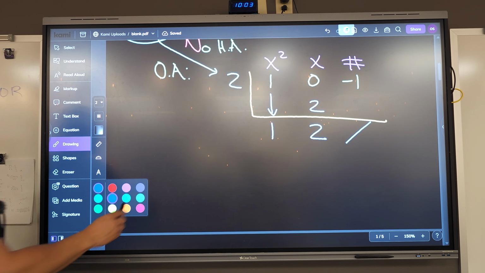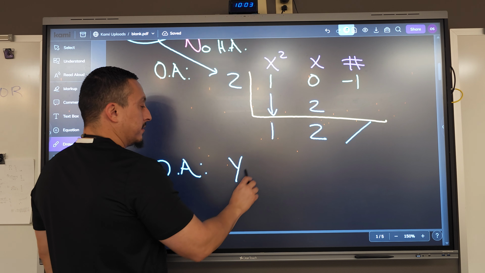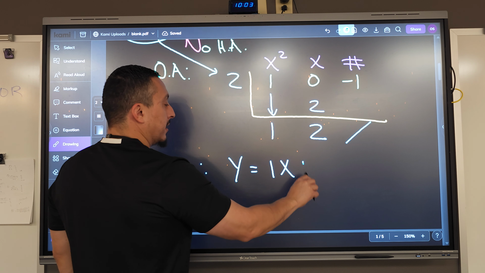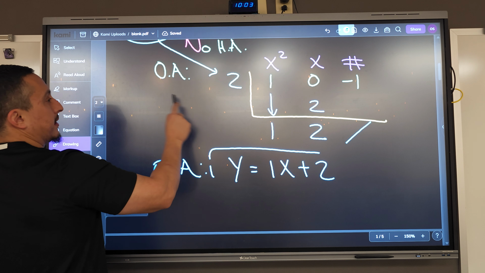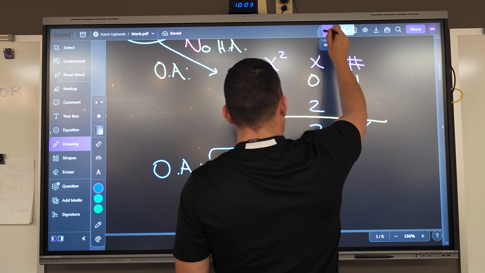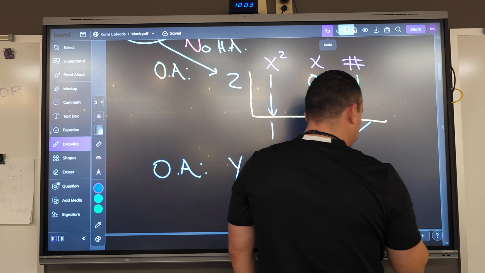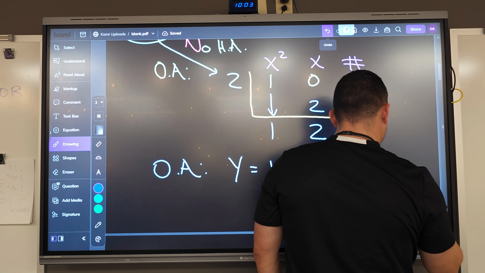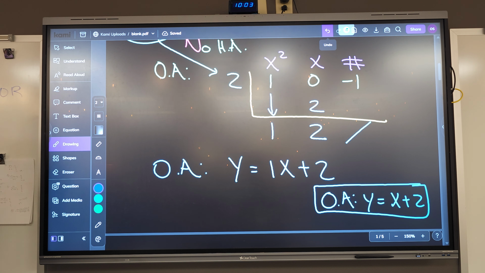Okay, so my OA equation is y equals 1x plus 2. I said I was going to put it on the side, so I'll put it over here. So OA: y equals x plus 2. Questions thus far, guys? Anybody? Okay, so y-intercept, HA, OA.